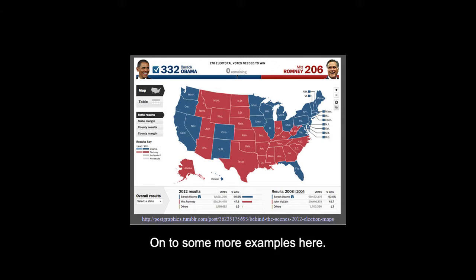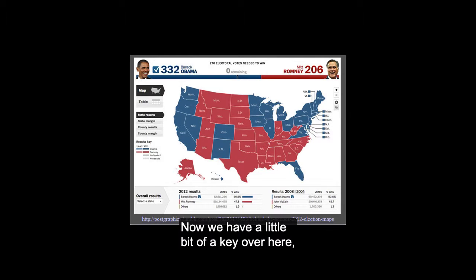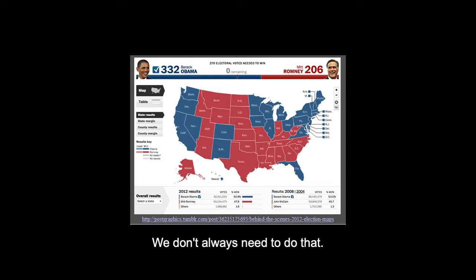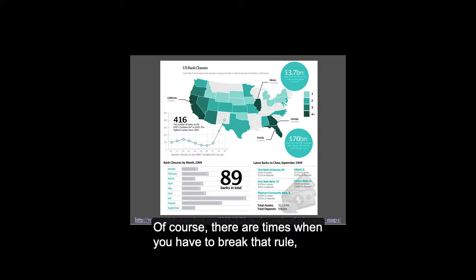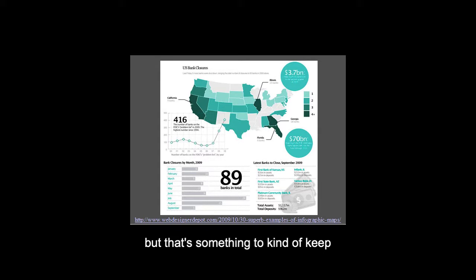On to some more examples here. So we looked at this, electoral votes, and some color coding there. Now we have a little bit of a key over here because we do need to have some definition. We don't always need to do that. The key here too is try to limit down on your number of shades. So in here we have 4, and that really is that magic number that we try to stick with. Don't use more than 4 shades. Of course, there are times when you have to break that rule, but that's something to keep in the back of your mind.